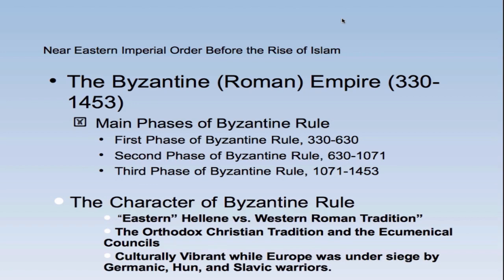Most of the people were Greek-speaking and Eastern Orthodox by faith, although this was definitely not always the case. The Orthodox Christian tradition and the ecumenical councils were a period in which bishops gathered together to hammer out the major doctrine of Christianity. And the Byzantine Empire remained crucially vibrant while Europe was under siege by German, Hun, and Slavic warriors. When we talk about the Dark Ages, particularly the 500s to the 900s in Europe, the East and the Byzantine Empire still maintained good educational institutions, government infrastructure, and military power at this time.